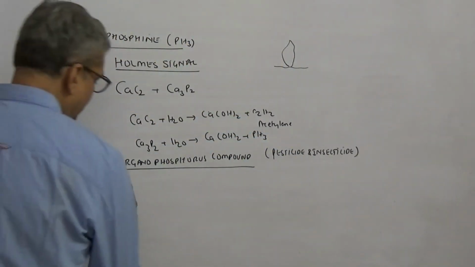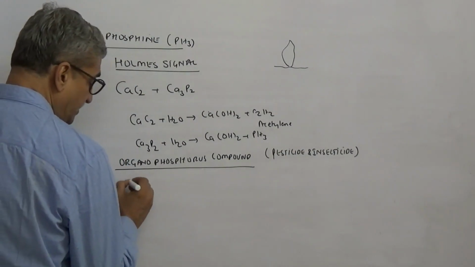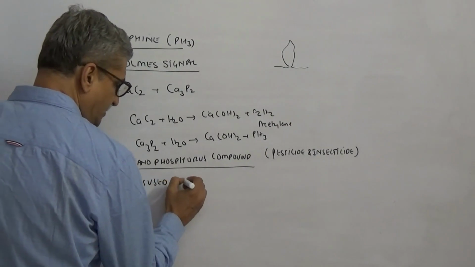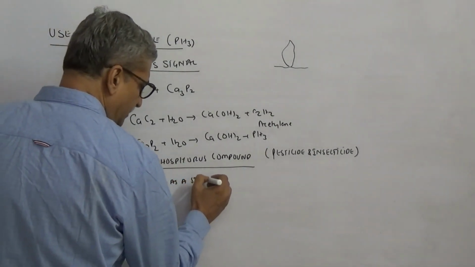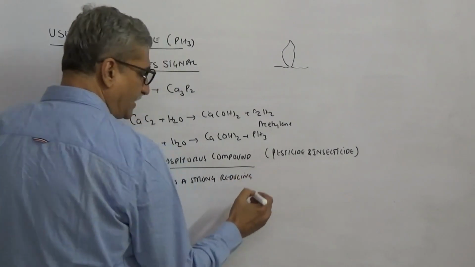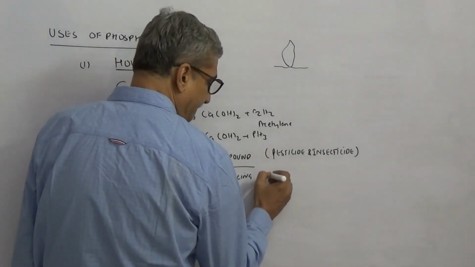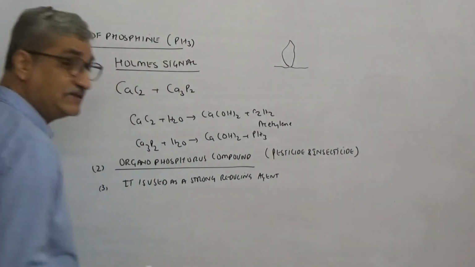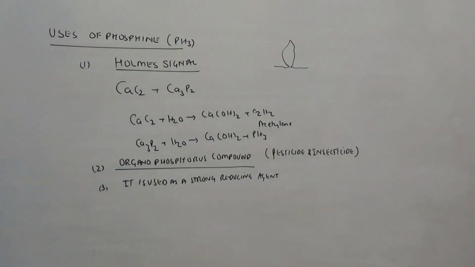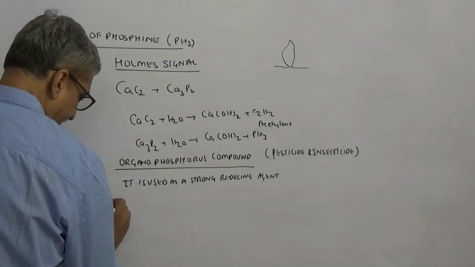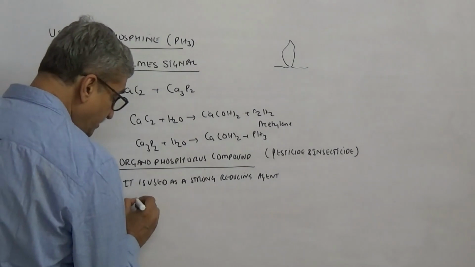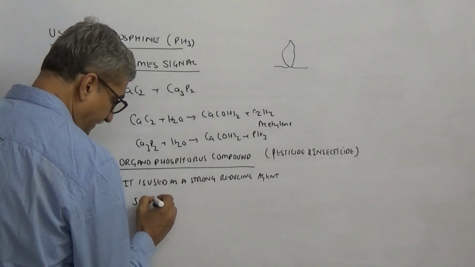Then the third point is that it is a strong reducing agent. I told you, a metal ion can be reduced to its metal. Then it is also used as a smoke screen. Phosphine burns, giving out smoke, so it is used in smoke screens in close combat.